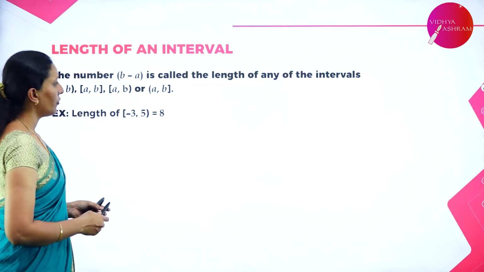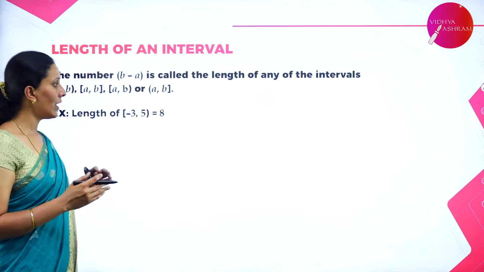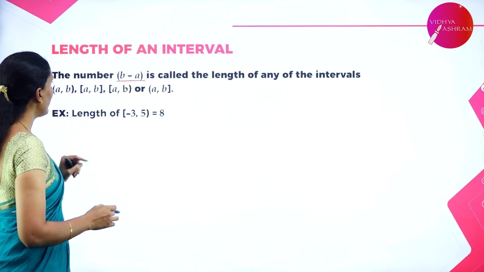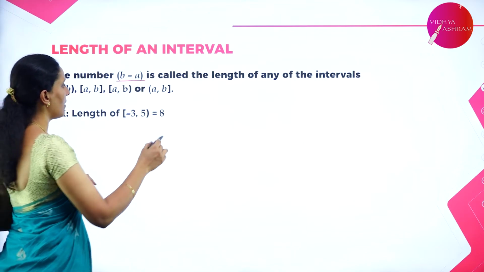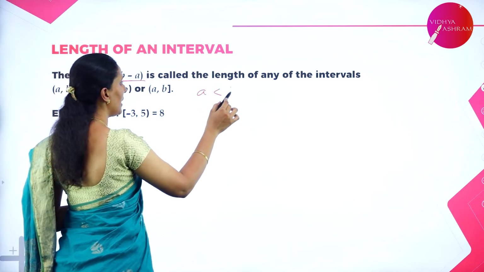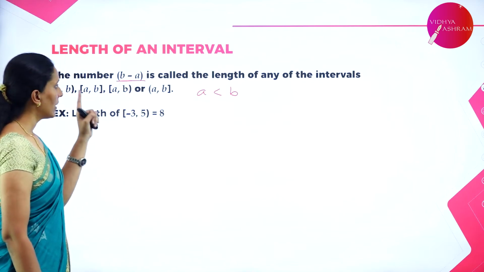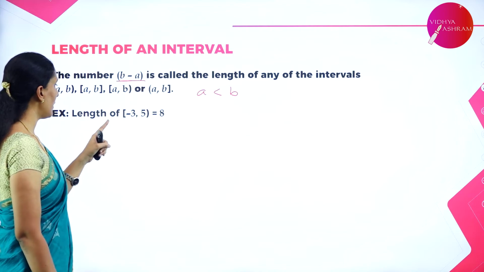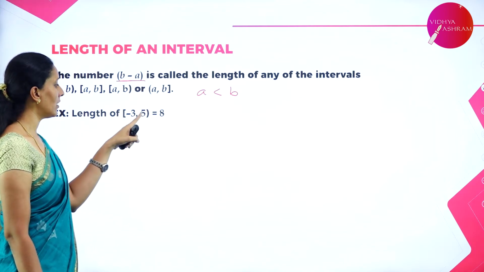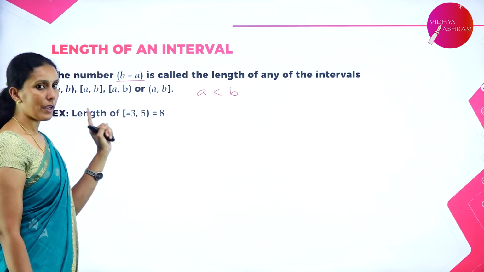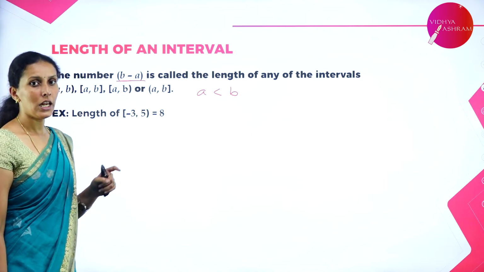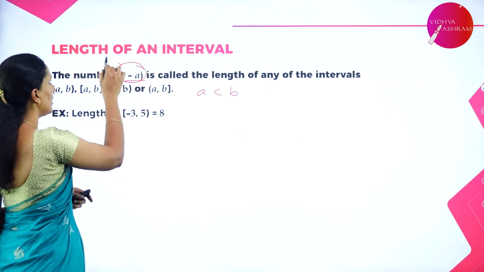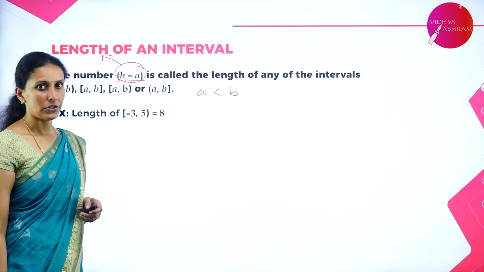Next, length of an interval. The length of an interval is defined by b minus a. Always here a is less than b. Remember, always a will be less than b. Therefore, b minus a is called the length of any interval. For example, if I say (-3, 5) here, then 5 minus (-3), that is 8, is the length of the given interval. Thus, b minus a denotes the length of any interval.